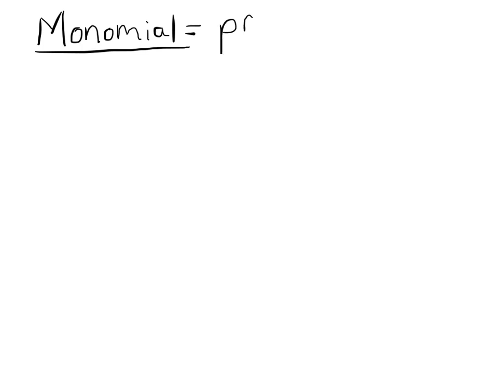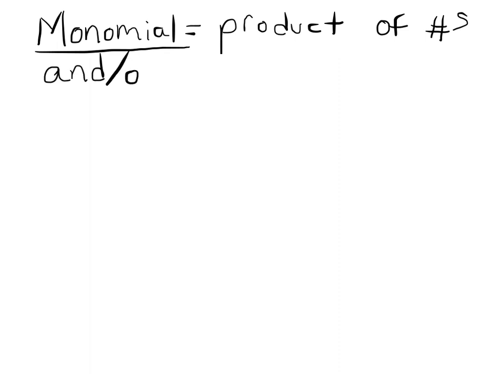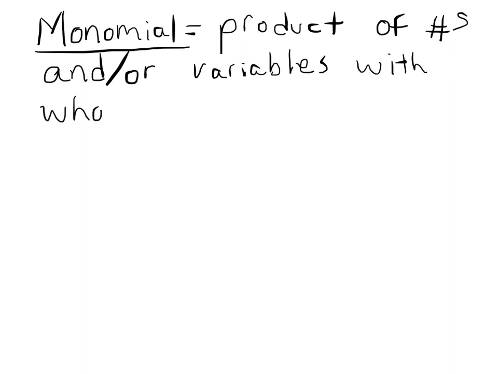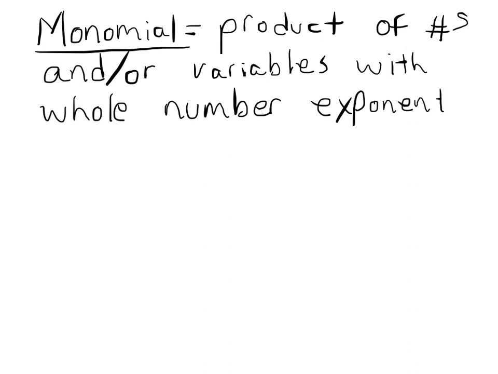But a monomial is a product of numbers and or variables with whole number exponents. Okay, get that down, then I'll break it down for you a lot more. Again, if you're not done, just hit pause, but I'm going to keep us moving.